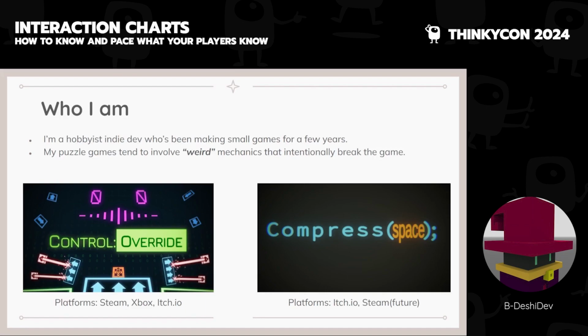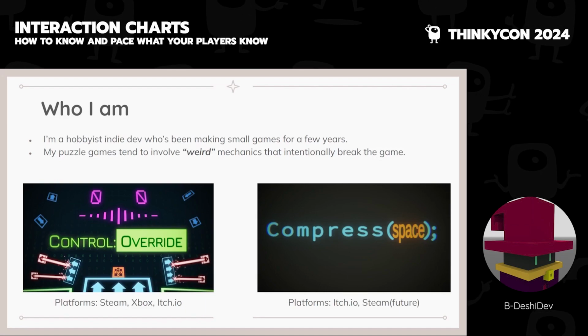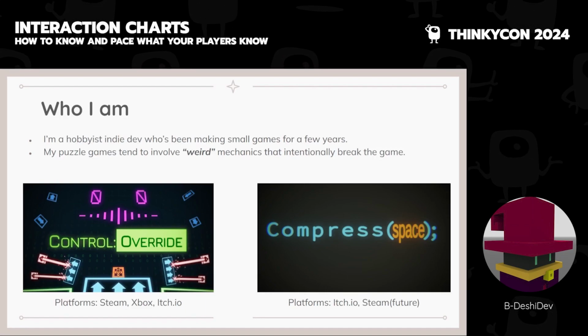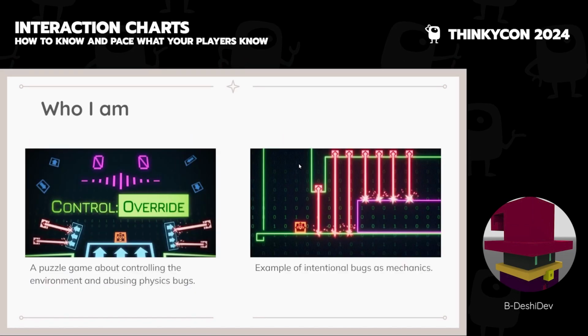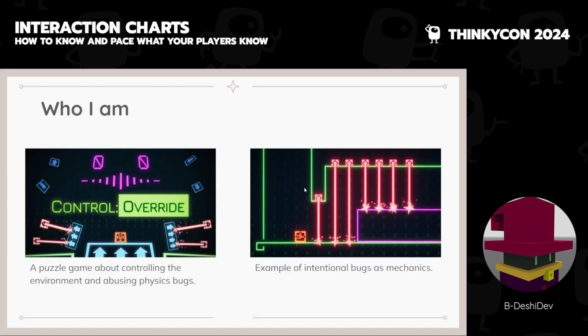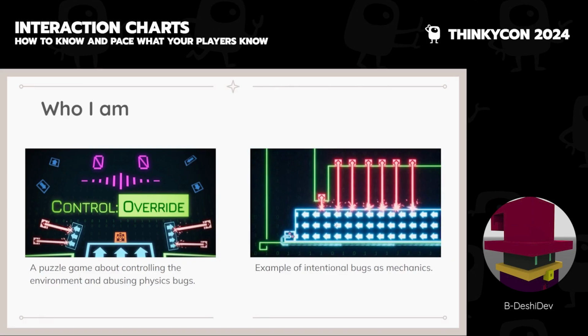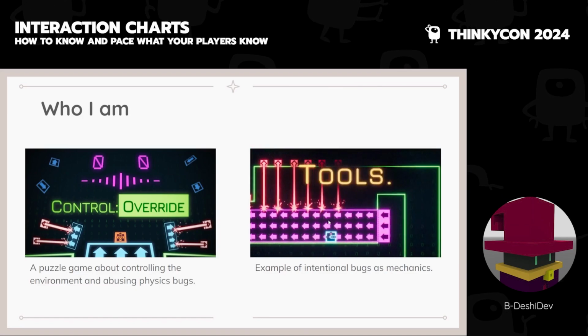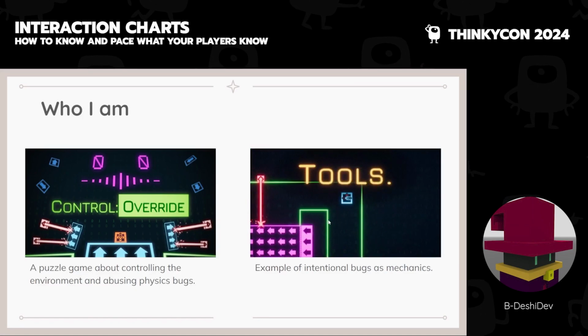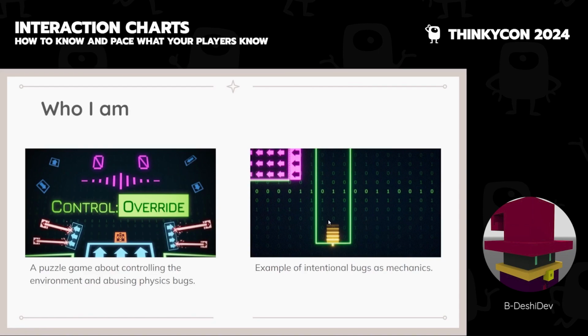I'm a hobbyist new developer who's been making small games for a few years. I've made a few puzzle games where the focus was on mechanics that intentionally break the game. This is a previous game, Control Override, and one of the things you can do is grow the platform so that you're inside of it, and using that physics bug, you can bypass the lasers. So this is an example of using intentional physics bugs as mechanics in Control Override.